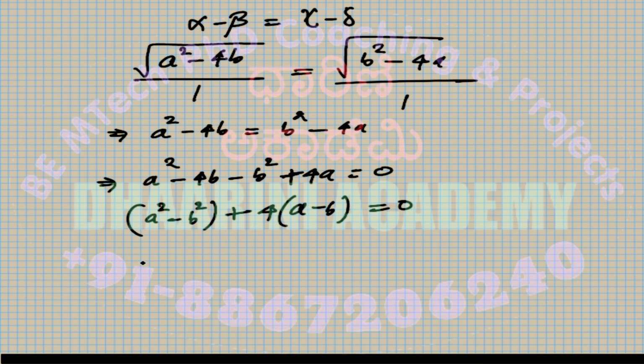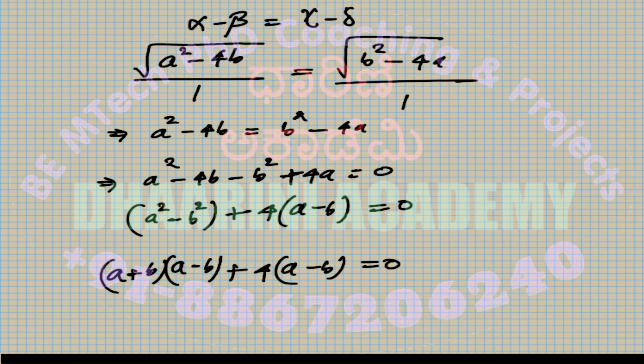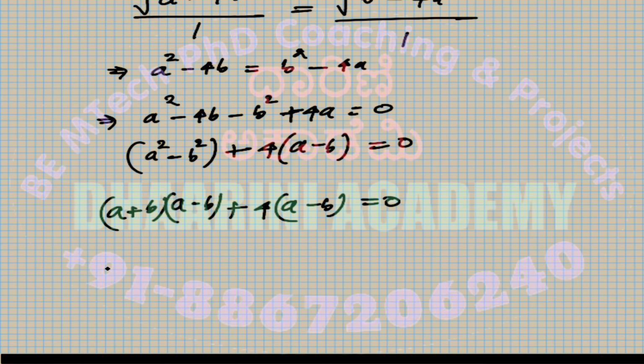So we can write the first term a square minus b square as a plus b into a minus b. A square minus b square can be split into a plus b into a minus b, into 4 times a minus b equals to 0. Right, so I'll take a minus b common. When I take a minus b, I have a plus b plus 4 equals to 0.